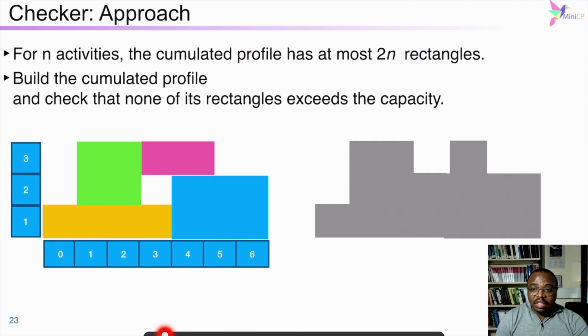For n activities, the profile has at most 2n rectangles. The activities are decomposed into events. We have the start event and the end event, and use the resource consumption information of events to build the cumulative profile. We can then check that none of the profile rectangles exceed the capacity of the resource.